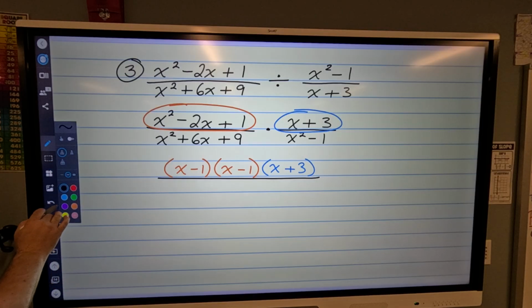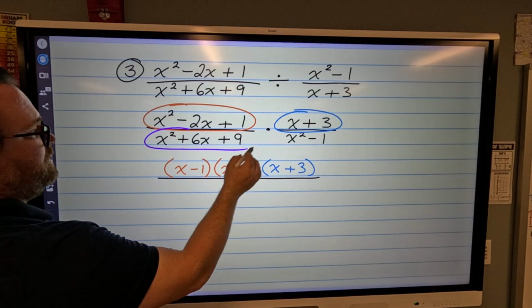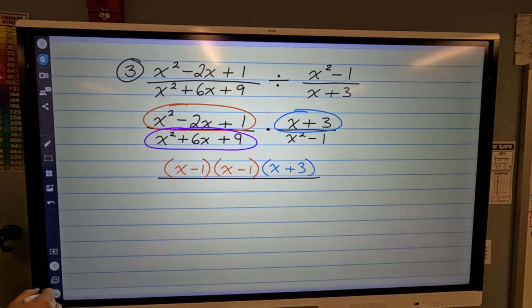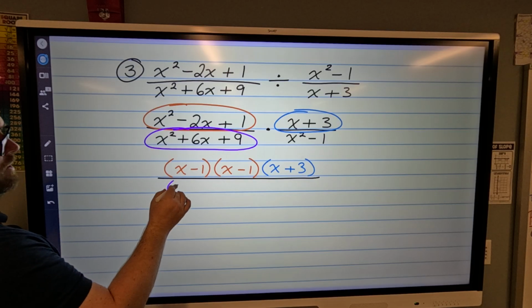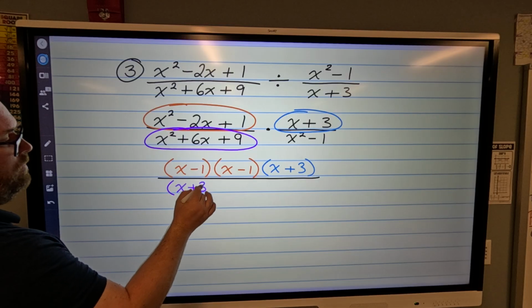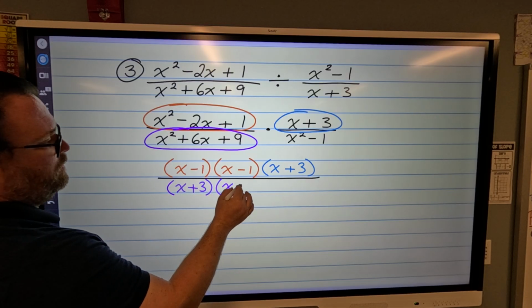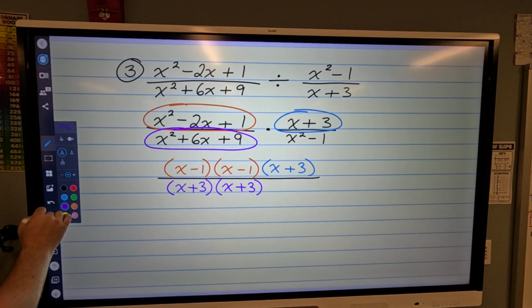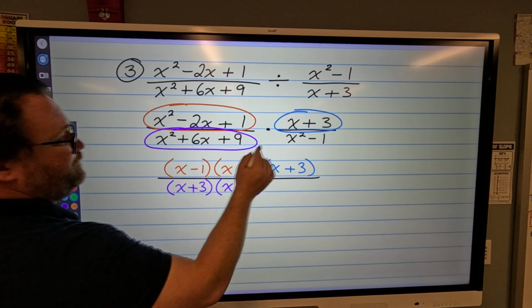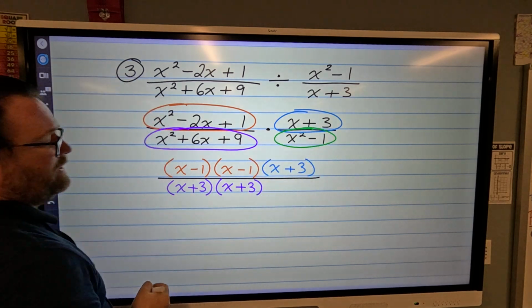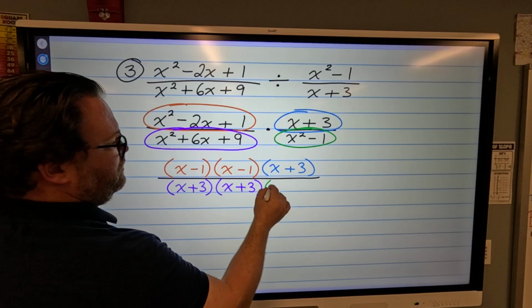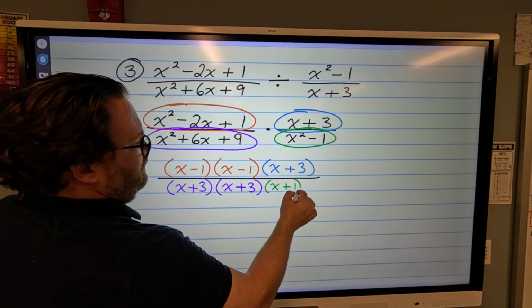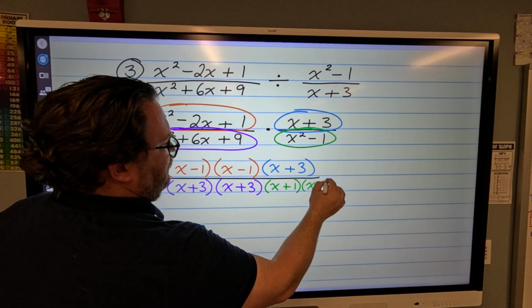On the bottom here, x squared plus 6x plus 9, that is a perfect square trinomial. That's (x plus 3) squared, so (x plus 3) times (x plus 3). And then over here, x squared minus 1 is a difference of squares, which factors into (x plus 1) times (x minus 1).